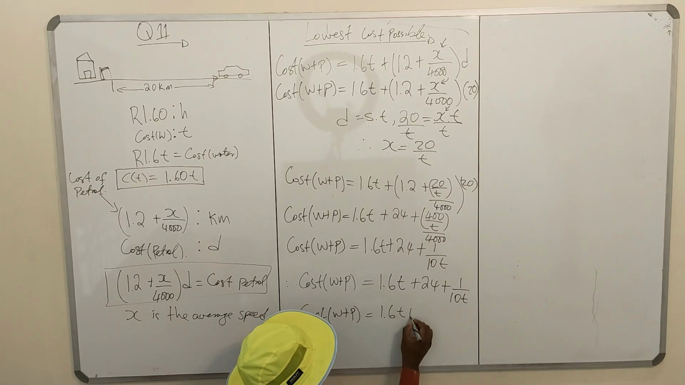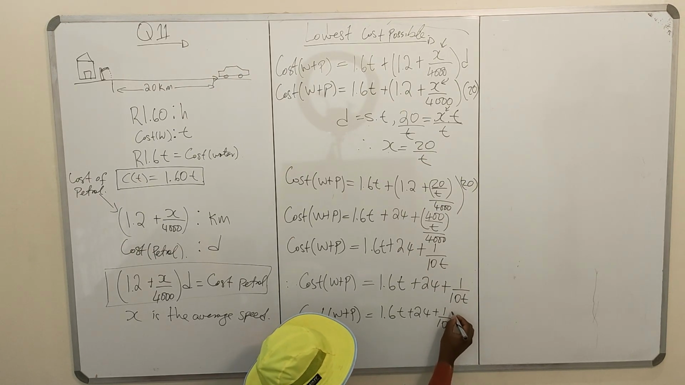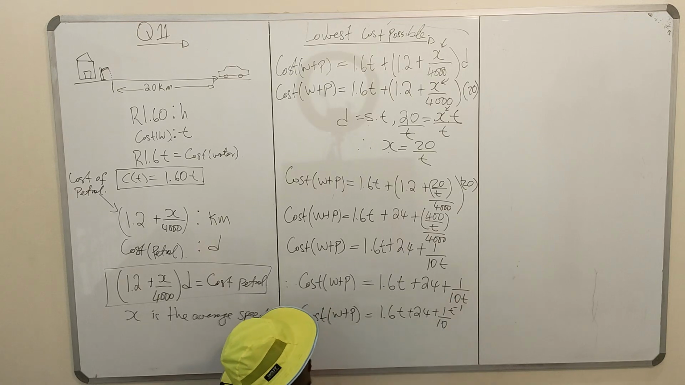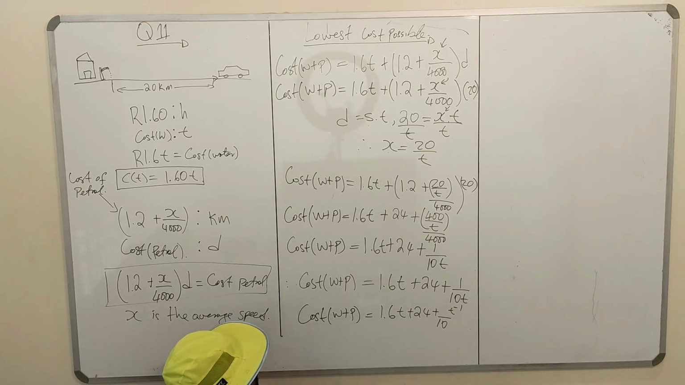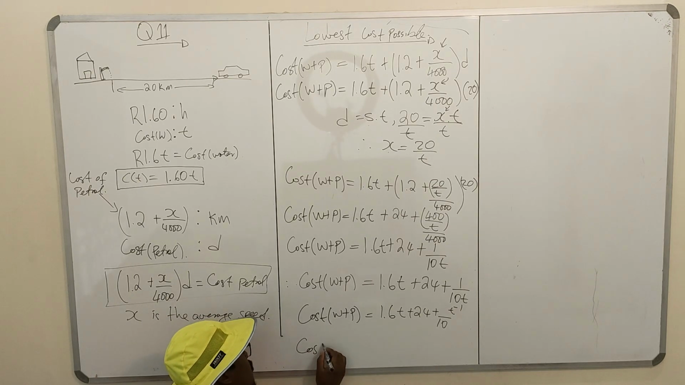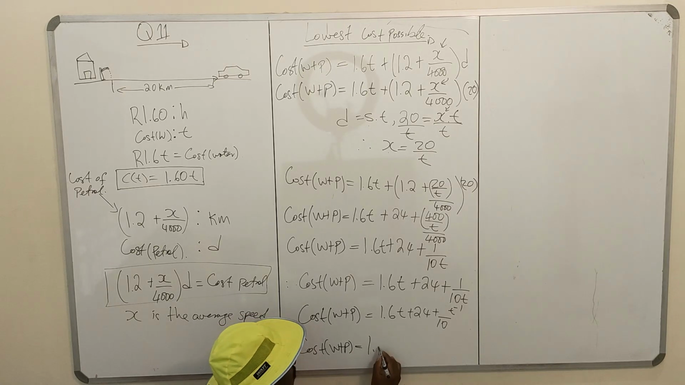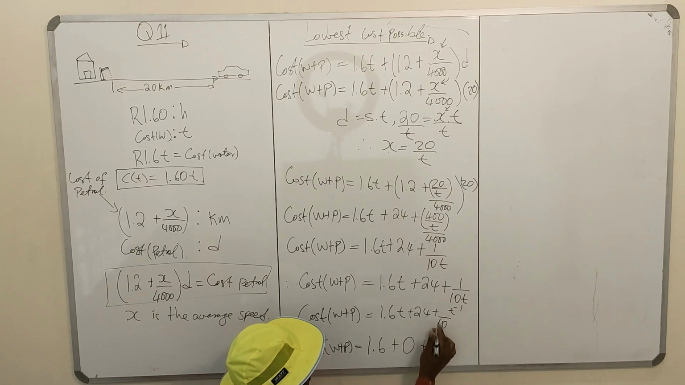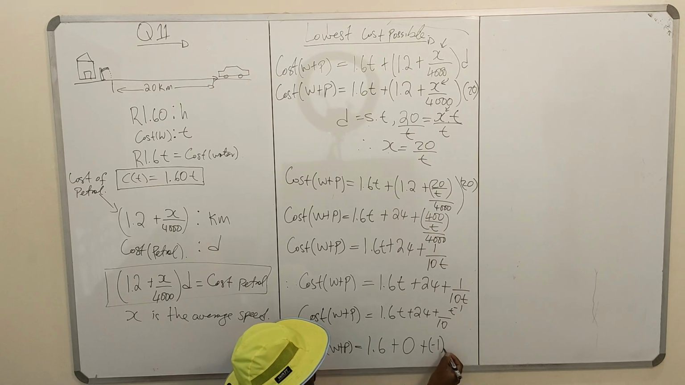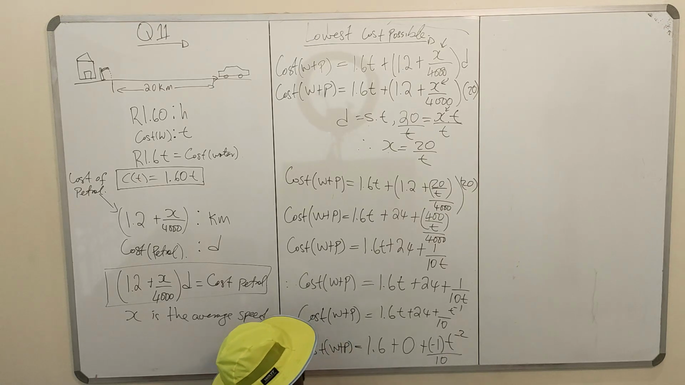So you have 1.6t plus 24 plus 1 over 10, t is negative 1. Take this to the top. So when you have this situation, you'll be able to derive. So now let's derive this. The cost of water plus petrol is equal to the derivative of this, 1.6. The derivative of this is 0. The derivative of that is going to be negative 1 t raised to negative 2 all over 10.